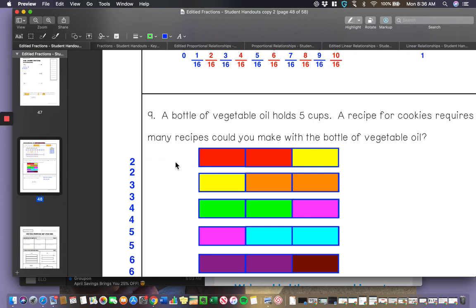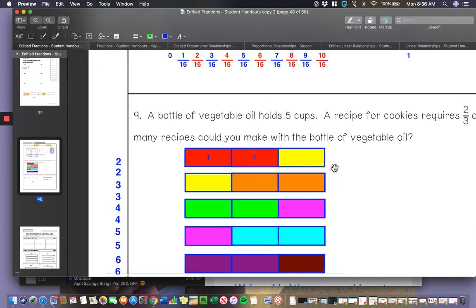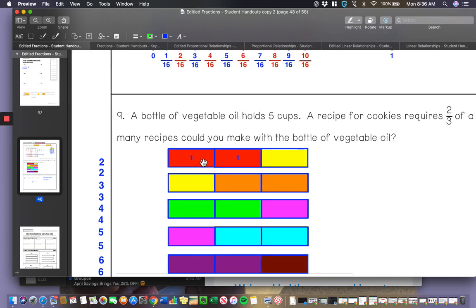Oh, that's no good. Here, let's try that again. Right, so I'm going to have 1 here and 1 here. Right now, my red boxes represent 1 serving, right? So 1 serving is 2/3. So here's 1/3 and 2/3. Now I have 1 serving.